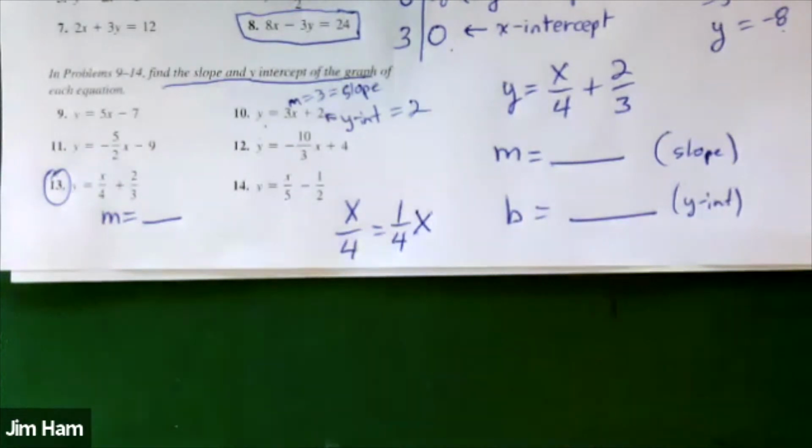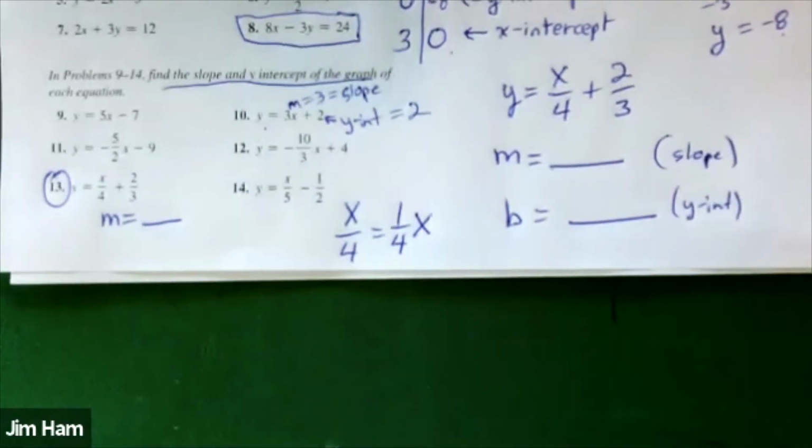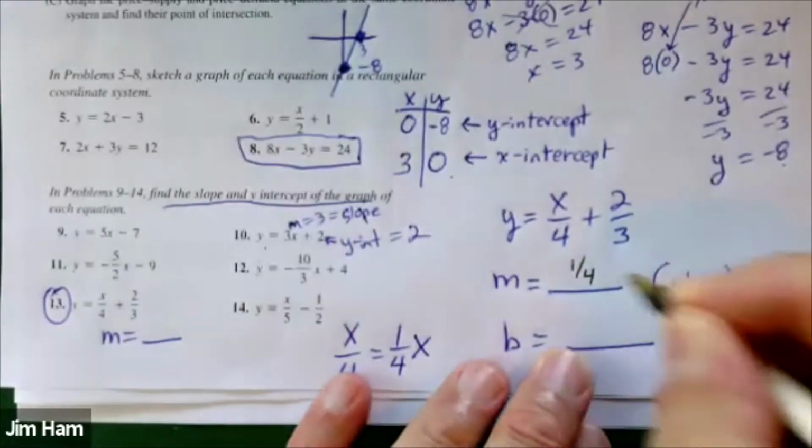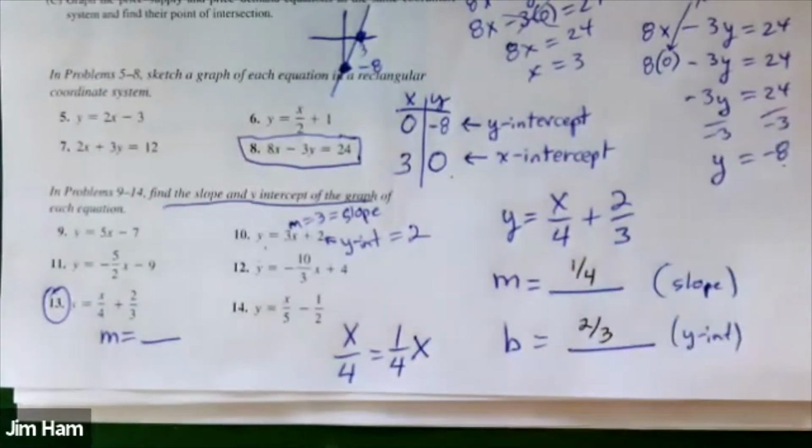A couple answers I saw, usually we won't include the x as part of the slope. The slope is a number. It's the number in front of the x, so we don't actually include the x. Slope is 1/4, and the y-intercept is 2/3.